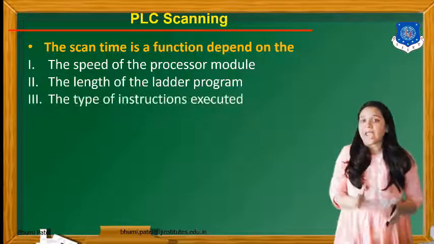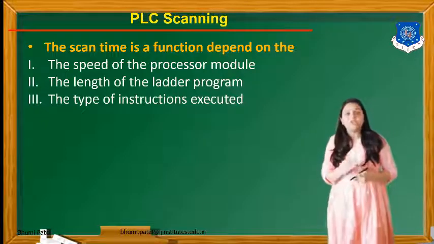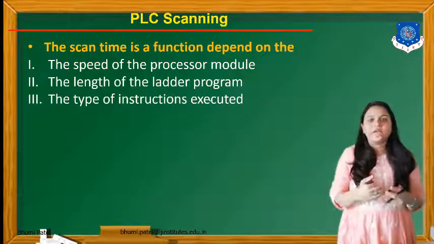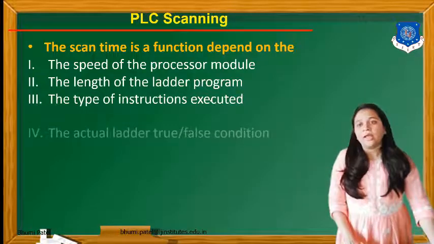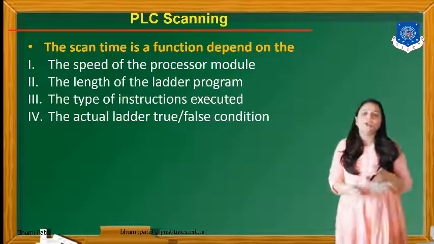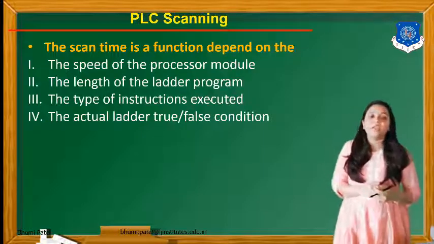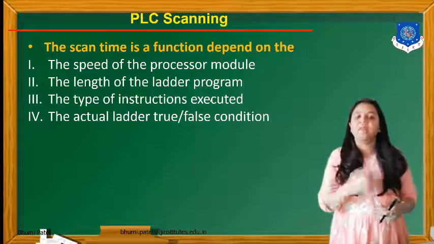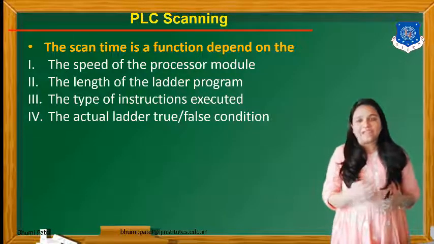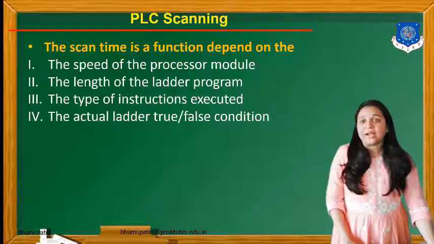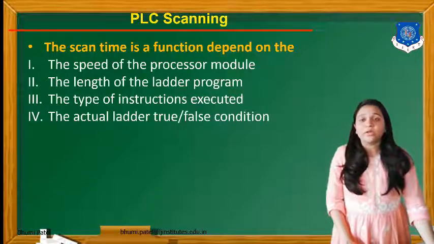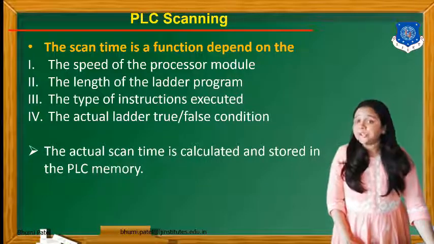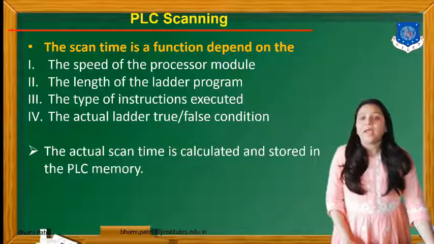The next one is the type of instruction executed. Whichever type of instruction we execute in the particular program, the scan time will be different. And the next one is the actual ladder true or false condition. If we deal with one output and another program deals with three outputs, the scan time will be different. So there are four things that the scan time depends on, and the actual scan time is calculated and stored in the PLC memory.